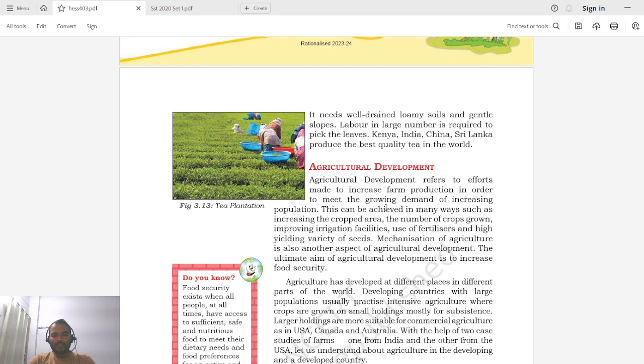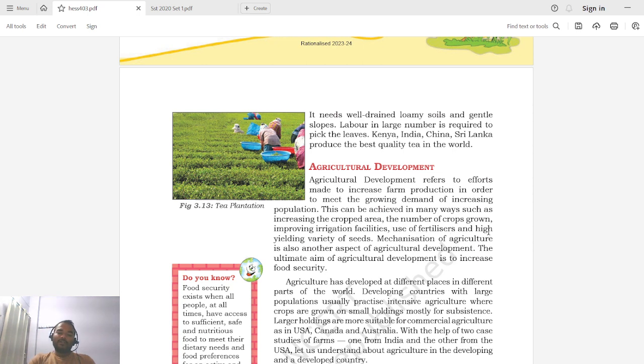So let's see them. This can be achieved in many ways, such as increasing the cropped area. We can increase the cropped area wherever possible. The number of crops grown: instead of growing only one crop in a year, we can grow multiple crops. We can take 2 crops, 3 crops as per season and available resources like water or rainfall. Improving irrigation facilities: the area which is currently not irrigated can now be irrigated, and the probability of getting crop can be increased.